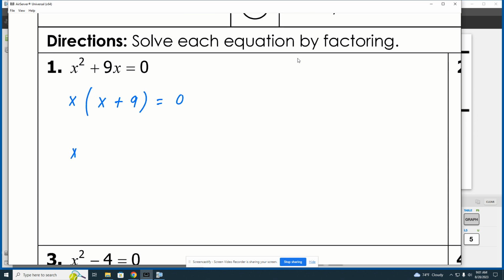Set x equal to 0. Now, there's not much solving to that. And then set x plus 9 equal to 0. I need to solve that one. What do I do? Minus 9. So 0 minus 9, negative 9.